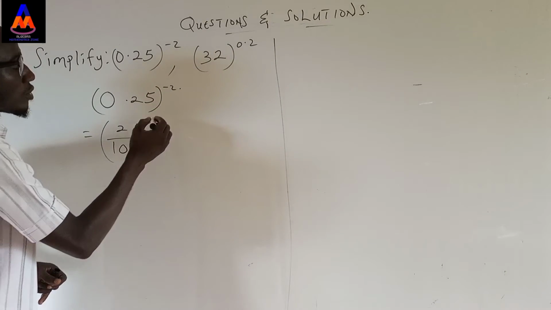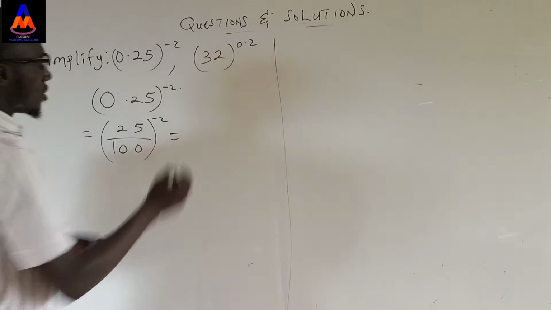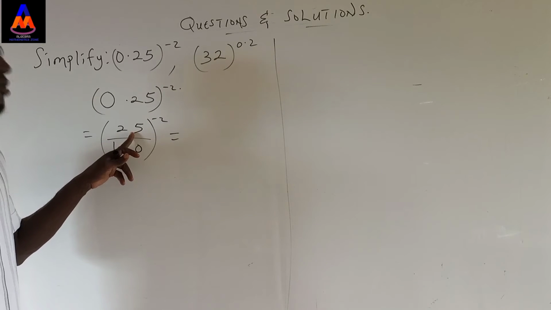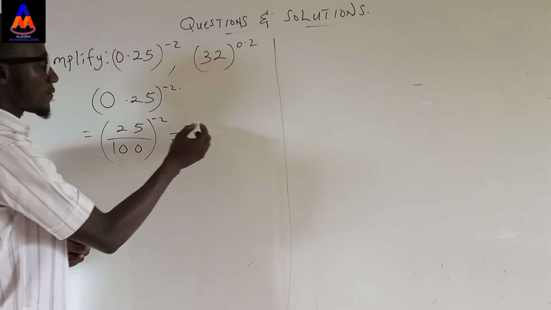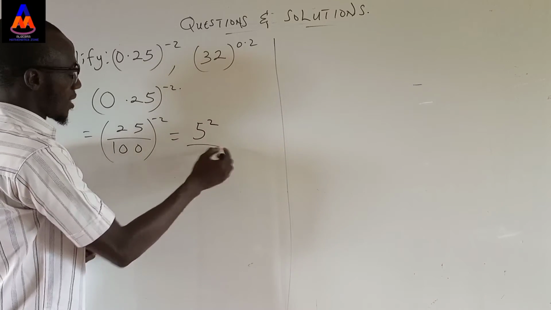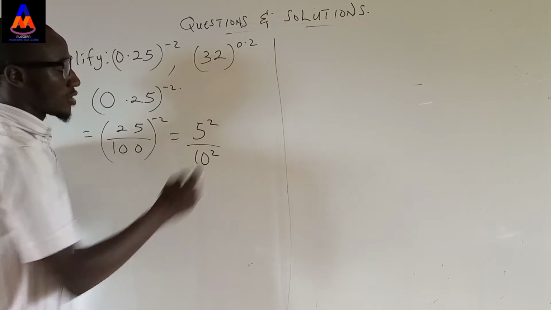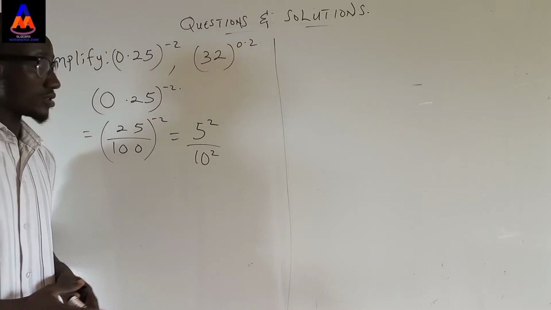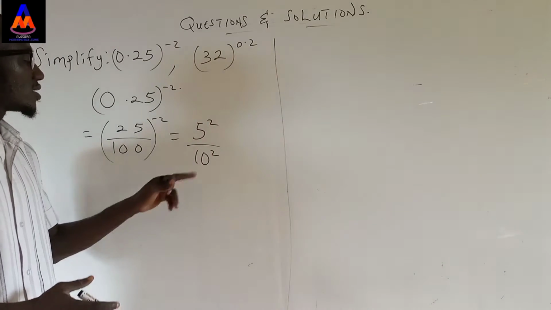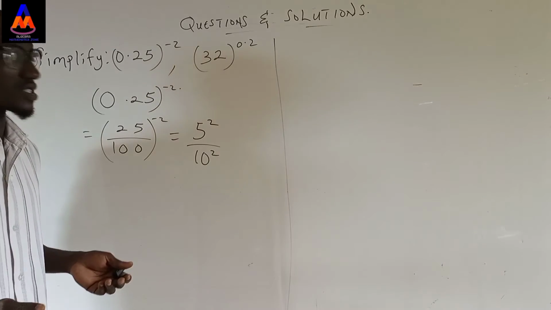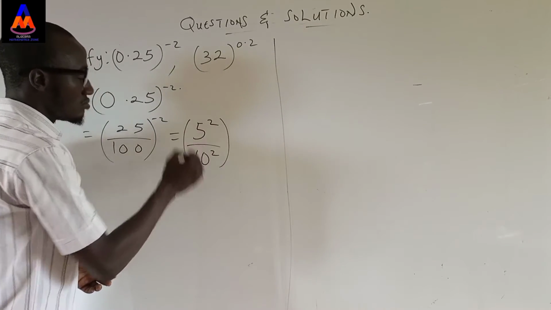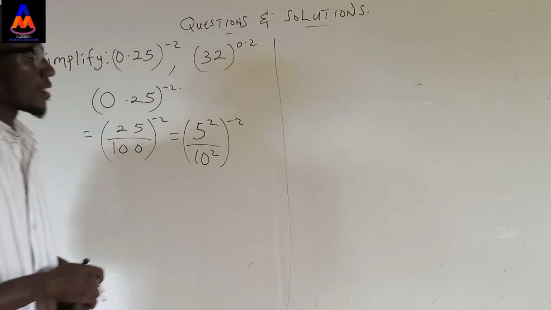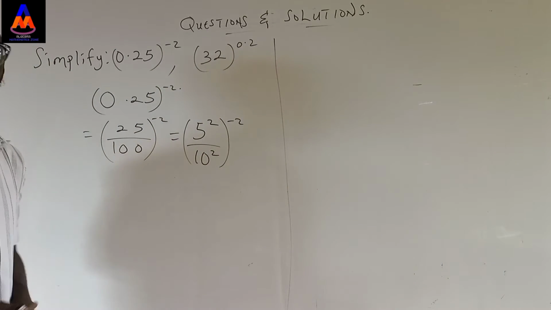Then this is raised to the power minus 2. So we can express this one in index form if you like. You can also express this one in index form. This is 5 raised to the power 2, and this is 10 raised to the power 2. I'm just trying to express this in index form. But if I don't want to go this way, I can also use another approach, because I think this one appears complicated.